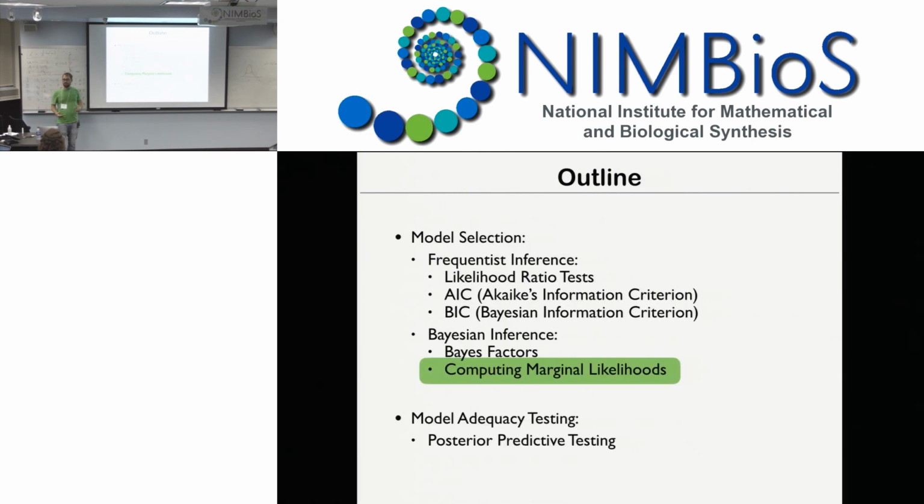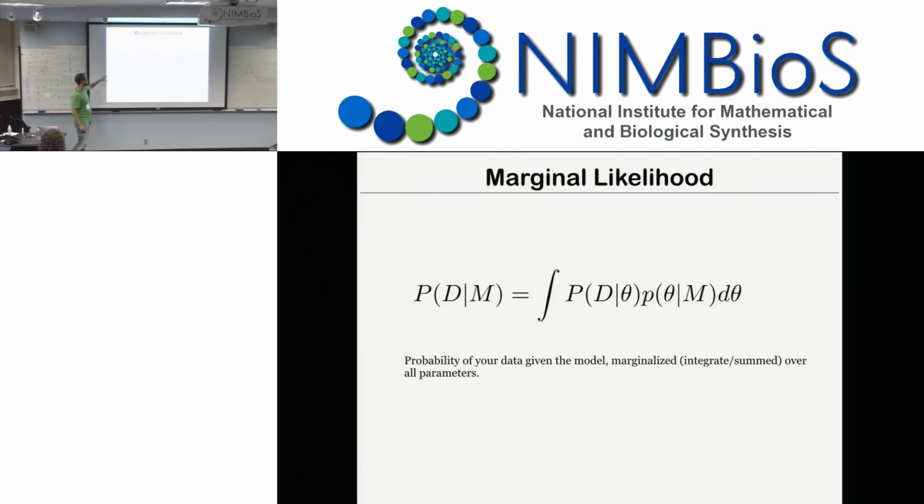So how do we compute marginal likelihoods in software like RevBayes? Because this integral, the marginal likelihood that we want to compute, is very difficult to compute, or we can't actually compute it analytically. So the marginal likelihood, again, is the probability of our data given the model, marginalized or integrated, or summed, over all trees, integrated over all branch lengths, over all the parameters, like all the substitution rate parameters, all the speciation extinction rate parameters, clock rates, and so on.